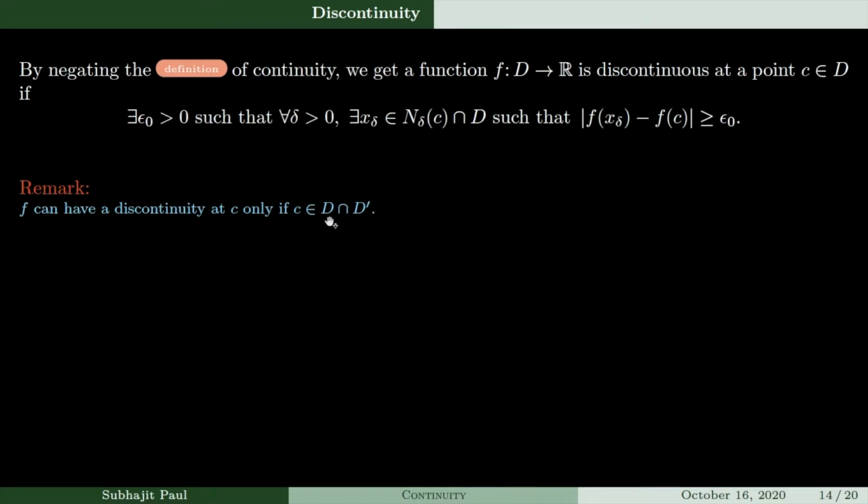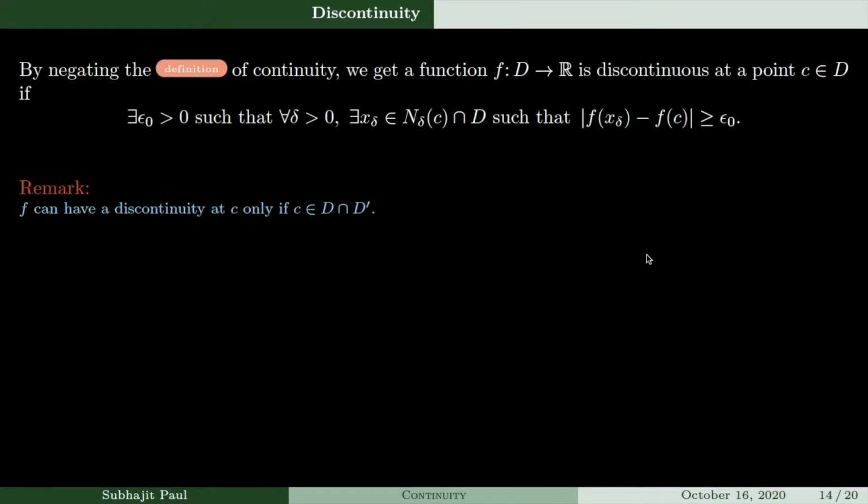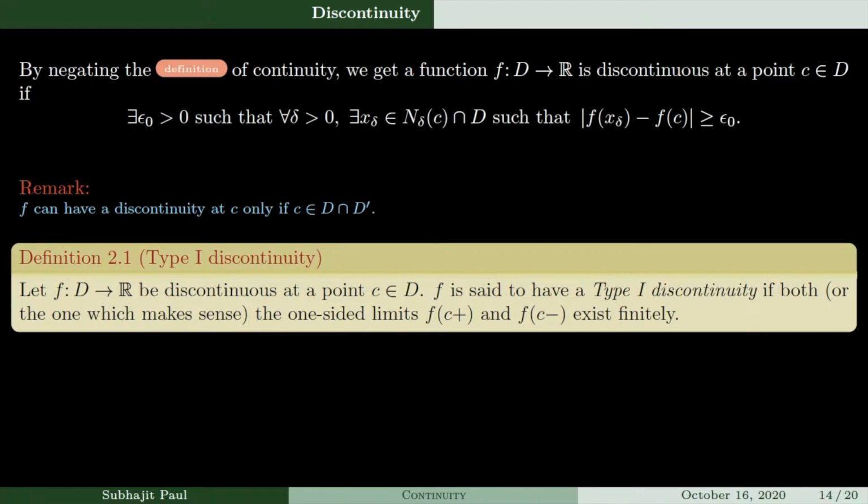Now understand this thing, that if c is not a limit point of the domain, then it is an isolated point, and in that case a function is always continuous at an isolated point of the domain. It cannot be an isolated point of the domain for the function to be discontinuous. So the point has to be a limit point of the domain. Now, whenever we have a limit point of the domain, that means we can talk about the limit of the function at that point. Depending on how crazy these f(x delta) behave, we have different classifications of discontinuity.